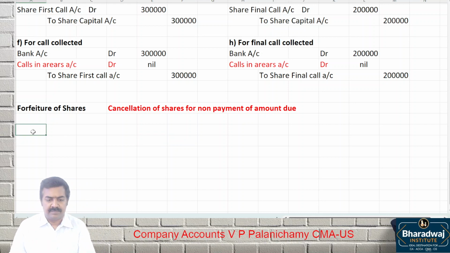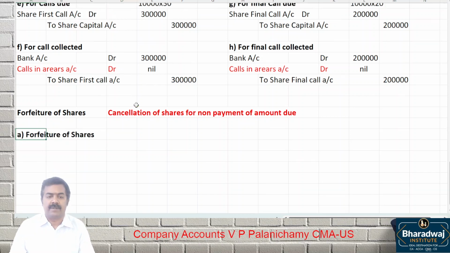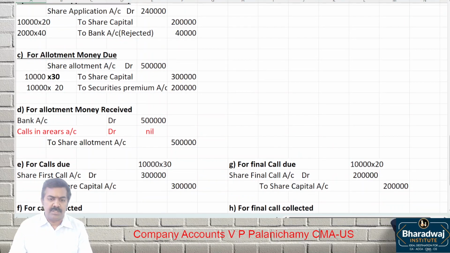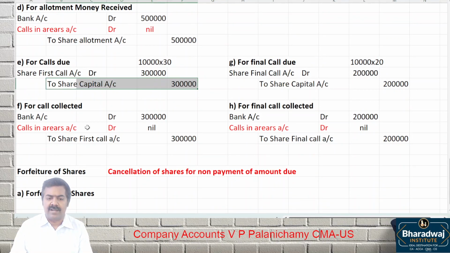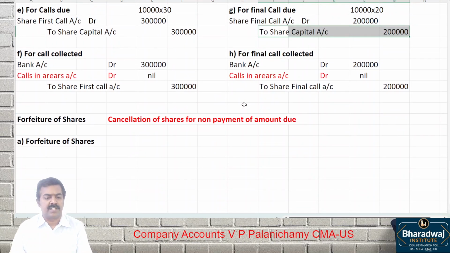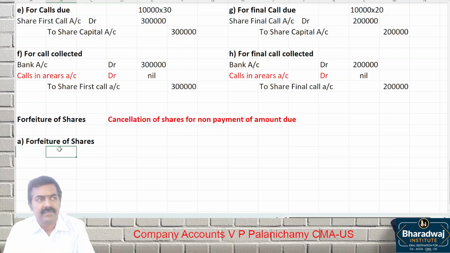Start. A. Forfeiture of shares. See, whenever shares are issued, what do we do? We credit the share capital. We keep on crediting the share capital. So when shares are cancelled, what to do? Debit the capital to cancel.